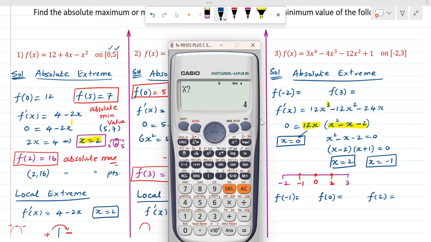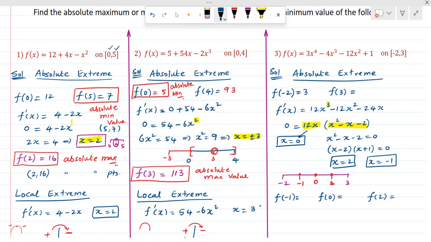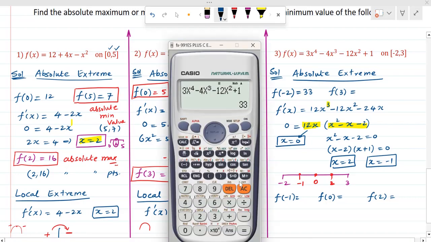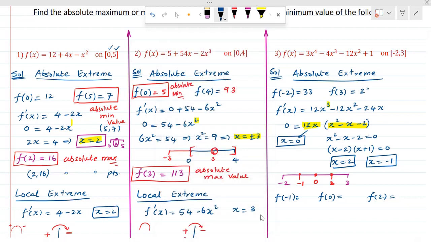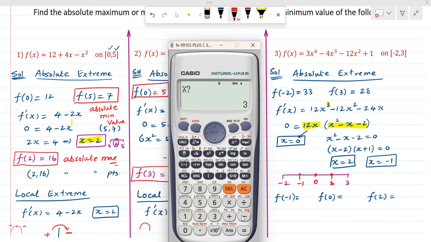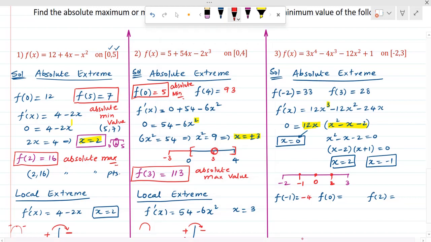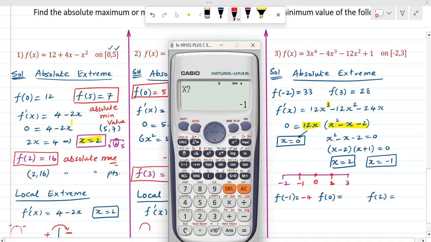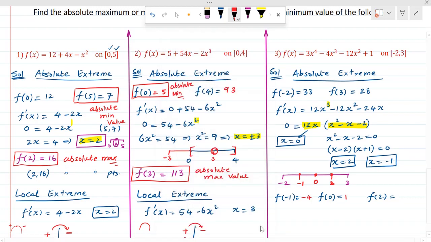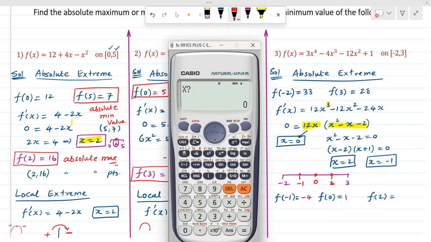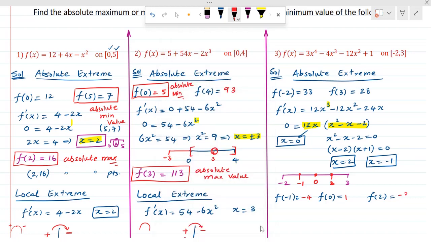Calculate one by one. First I have to put minus 2. What is the value? 33. Now calculate 3. Put the value 3, you will get 28. Now the next one, minus 1, which is minus 4. Calculate 0, so it is 1. Again calculate 2, so therefore the value will be minus 31.